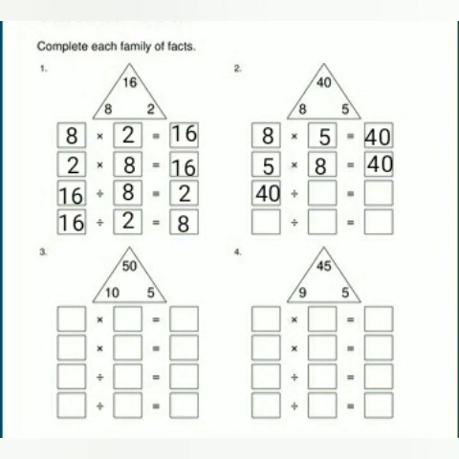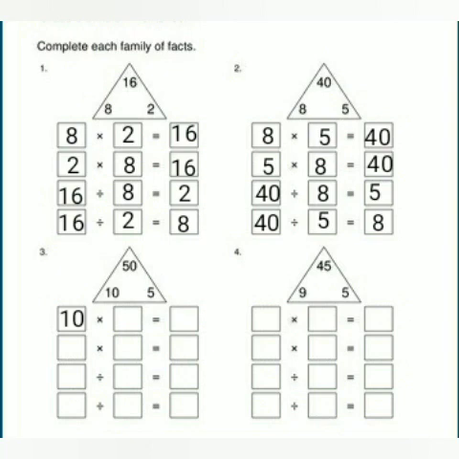40 divided by 8 equals 5. So again with the big number, 40, divide it by 5 equals 8. Our next number family is 50, 10 and 5. Let's go.